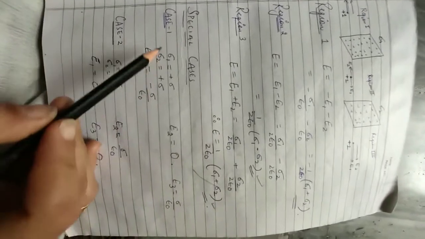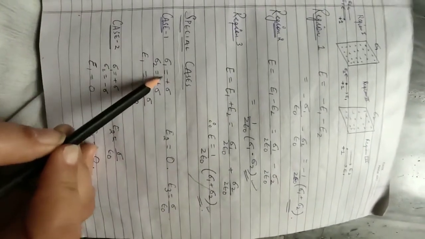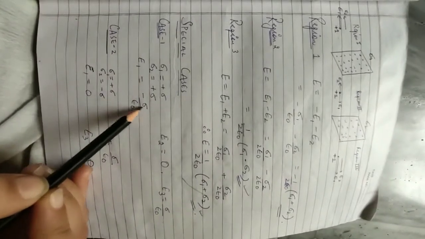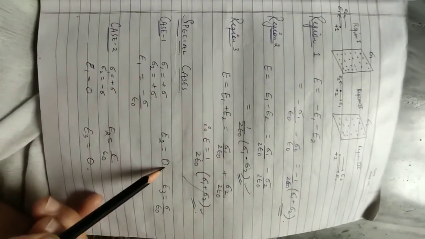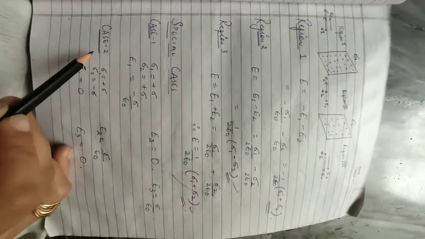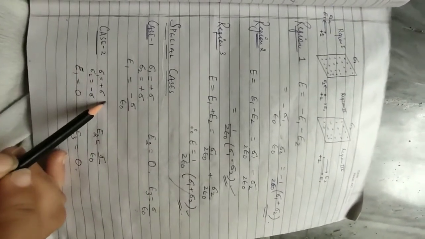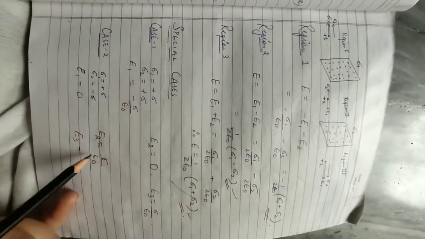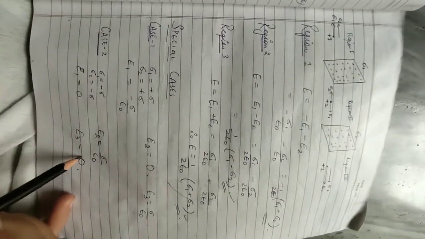Some special cases we can consider. Case 1, sigma 1 is equal to sigma, sigma 2 is equal to sigma. Again E1 is equal to minus sigma upon epsilon naught, E2 is equal to 0, so E3 will be sigma upon epsilon naught. Second special case we can consider, sigma 1 is equal to sigma, sigma 2 is equal to minus sigma, E1 is equal to 0, E2 is equal to sigma upon epsilon naught. Again E3 will be 0.